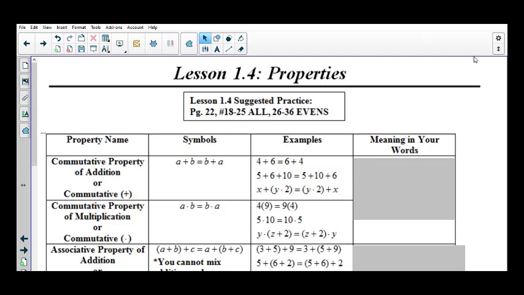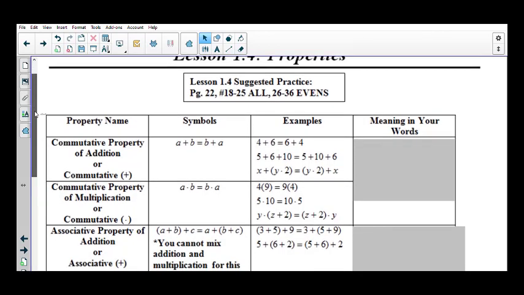So this is going to come from your lesson 1.4 guided notes. Please make sure you have those out in front of you as we go through some types of properties, how to use them, and how to apply them to some math situations, but also how to identify them. The first page of your guided notes really just takes some time to lay out the different properties of math that you need to be familiar with.